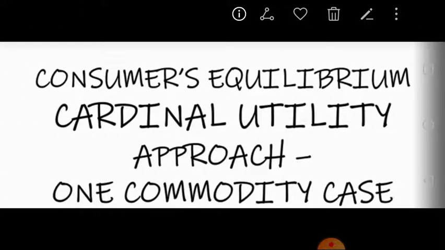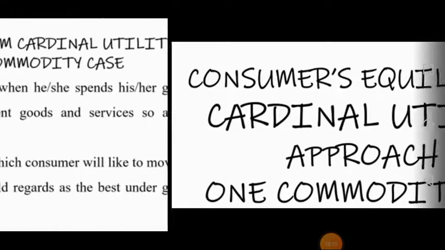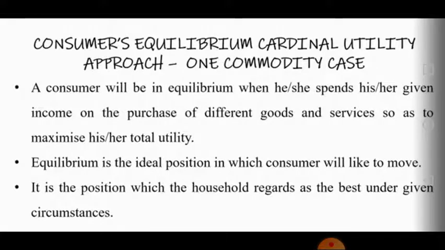Now the next topic which I'm going to discuss with you all is consumer's equilibrium, cardinal approach, in case of one commodity. What is the cardinal approach? It was given by Marshall, and he assumes that in terms of money, utility can be measured, and we can write that satisfaction, that utility, in the unit which is called utils. So let's see what is consumer equilibrium in case of one commodity. That means the consumer is consuming only one commodity.